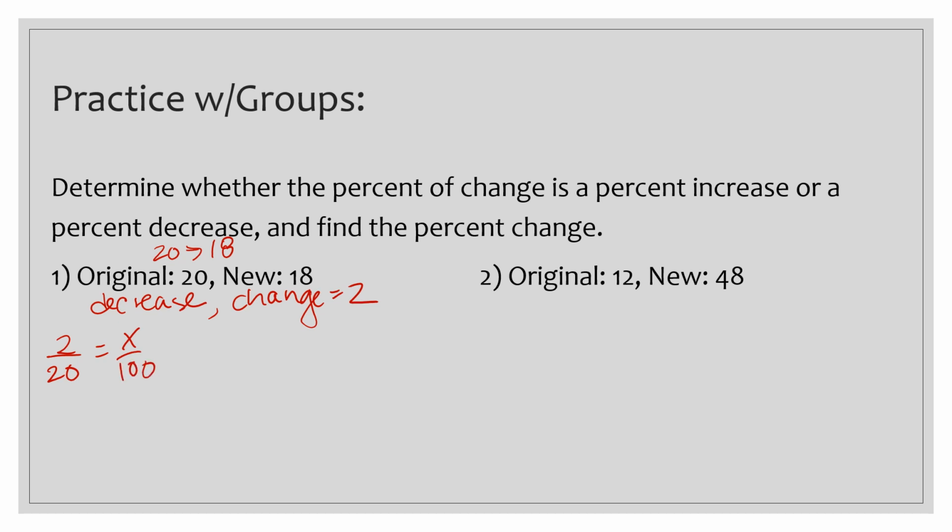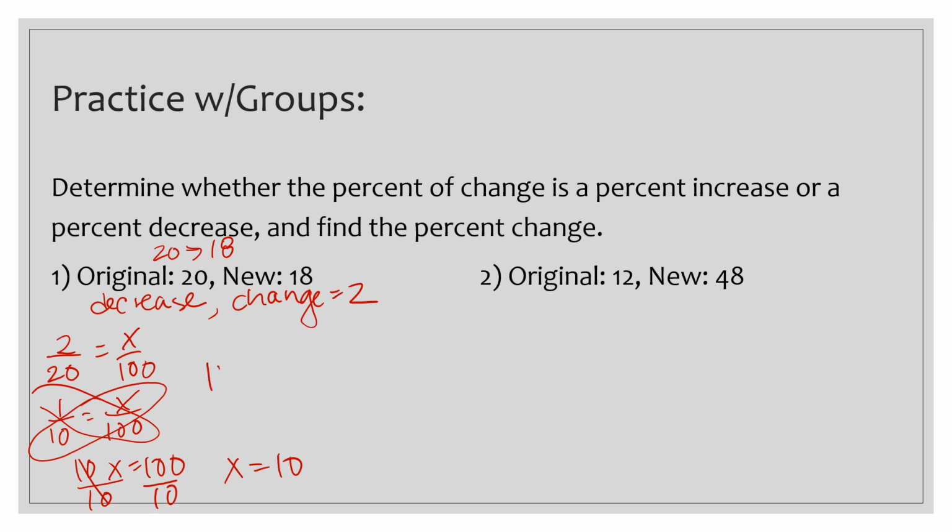Okay, now what I'm going to do is reduce this because, again, life is easier. So I saw that I could divide both of these by 2. So I divided both by 2, 2 by 2 and 20 by 2, and I got 1 over 10. So now I'm going to cross multiply, and I get 10x equals 100. Well, that's nice. Divide them both by 10. X equals 10. So I saw a 10% decrease.